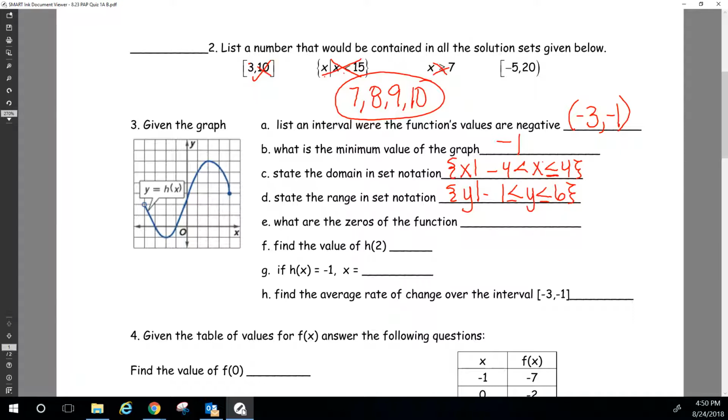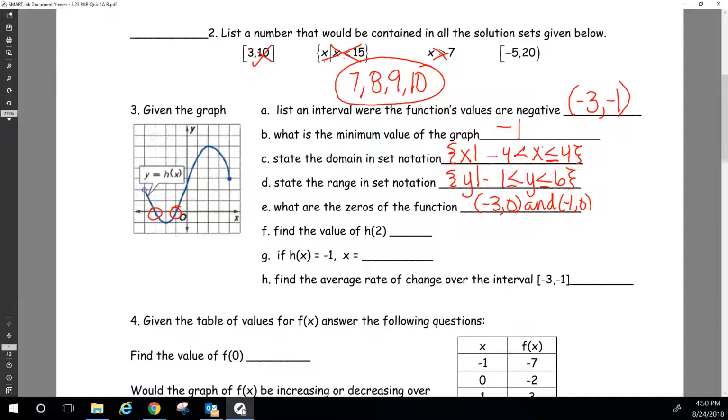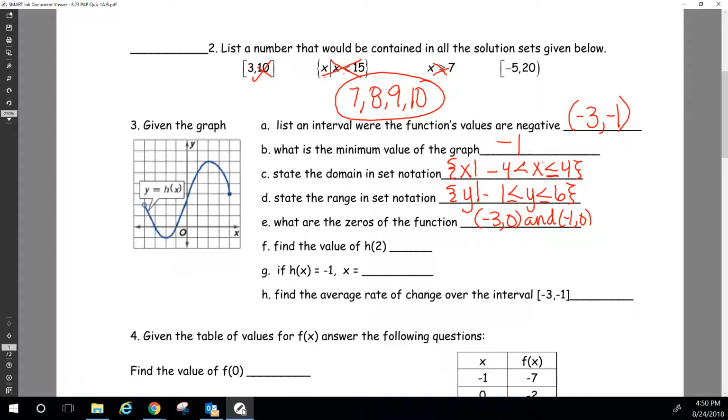The zeros of the function are where it crosses the x-axis. So our zeros are here at negative 3 and negative 1. It says find the value of h of 2. So for h of 2, that's when x is equal to 2. When x is 2, I go up, and my y value is 6.